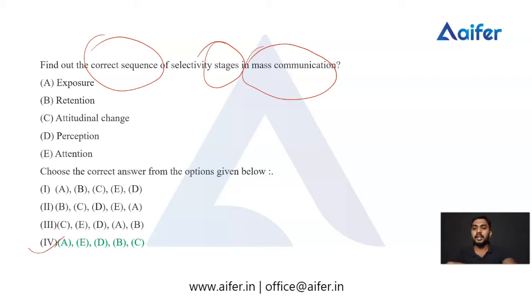And we know that the first one is exposure. Among the many kinds of information, we need to identify the information that is relevant to us, what is important to us. So that is exposure. And when we identify the information which is relevant to us, the next one is attention. The second one is attention. We need to focus more on that topic, that is attention.